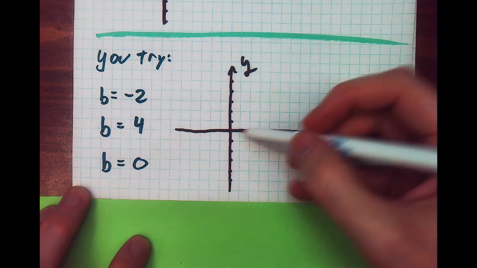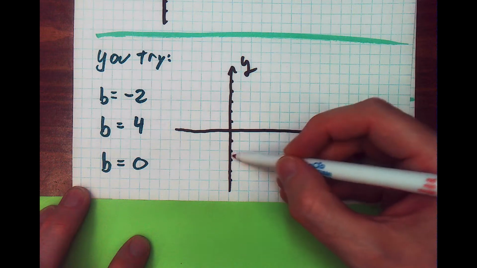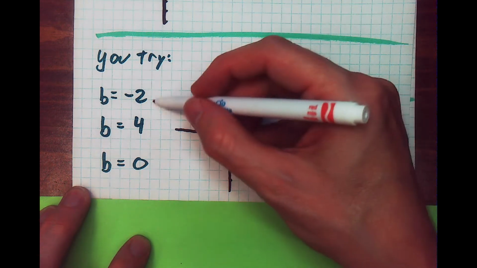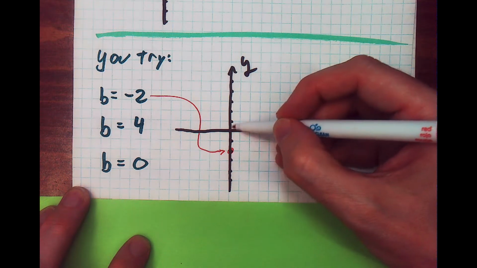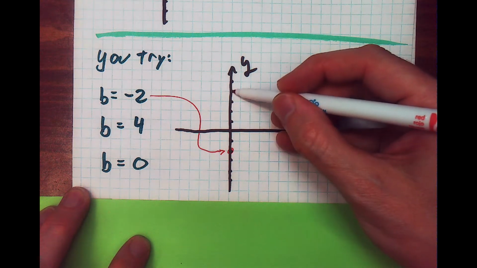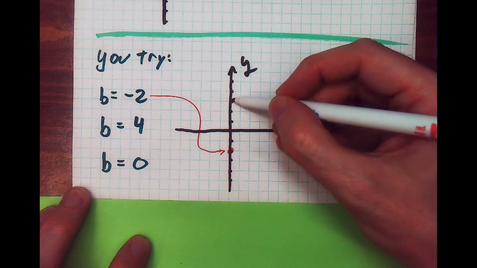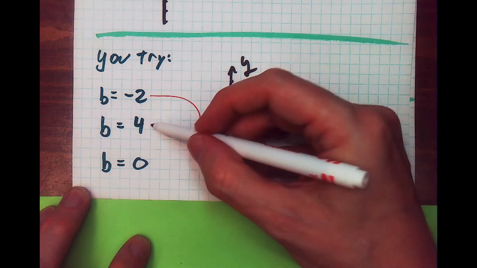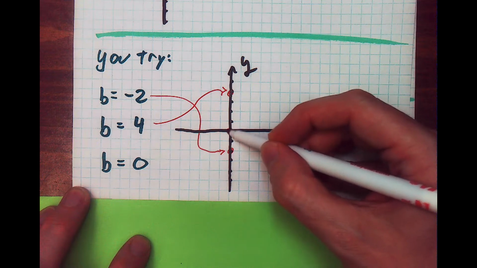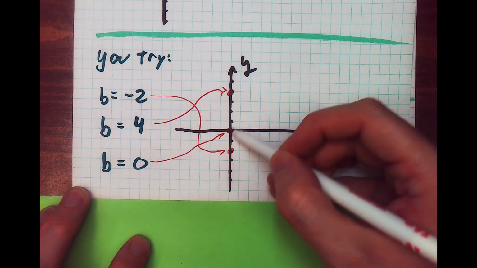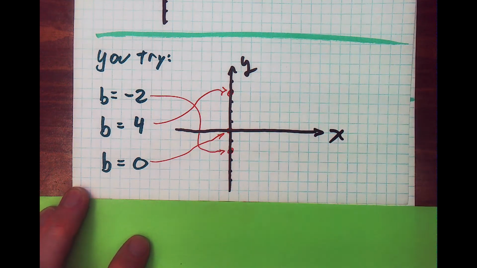Okay, b equals -2. We start at the origin and we count down 2 spaces. So b equals -2 is right there. B equals 4. We start at the origin. 1, 2, 3, 4. So b equals 4 is right there. And then lastly, b equals 0. Again, that is the origin. B equals 0 is the origin. We do not count up at all.